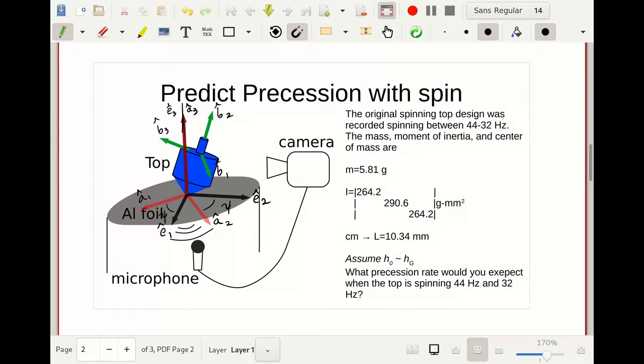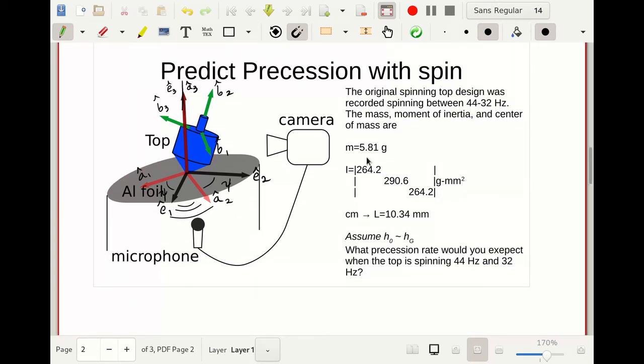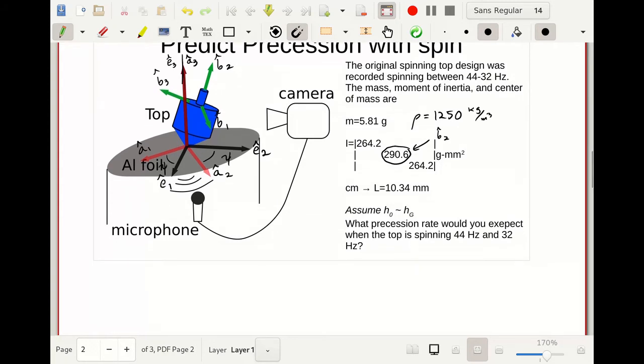And our spinning top in the simulation has a mass of 5.81 grams. This is when density is 1250 kilograms per meter cubed, which leaves my moments of inertia 264, 290, and 264. This 290 is along that B2 direction. And the center of mass is 10.3 millimeters. So this distance to the center of mass is L.